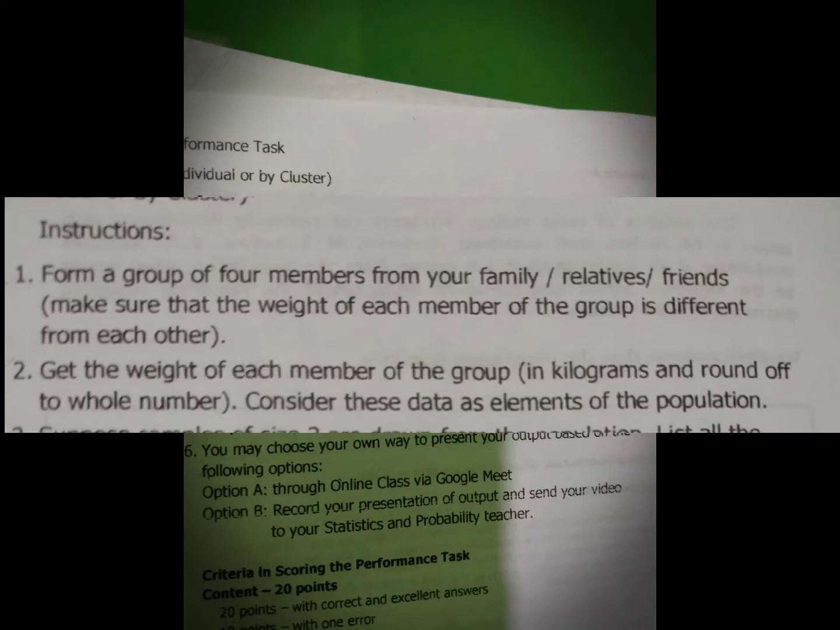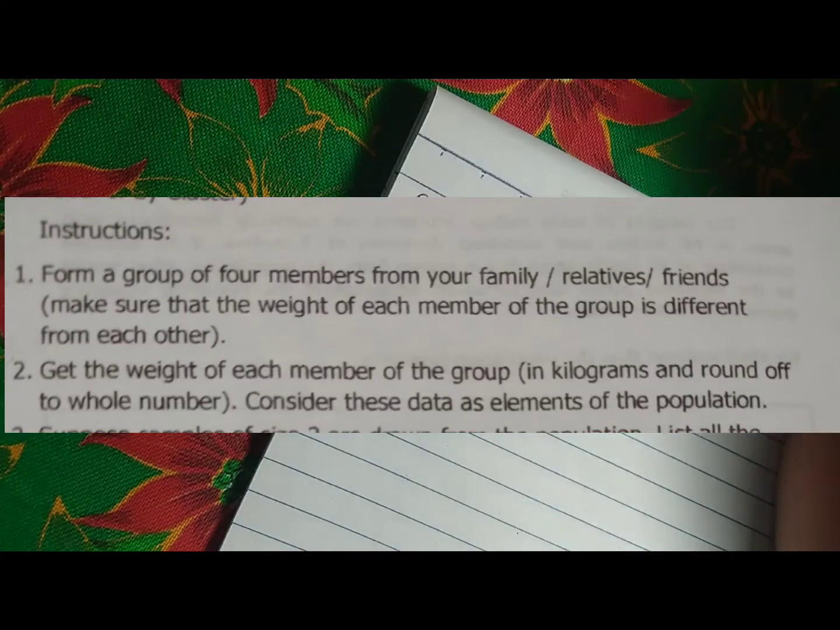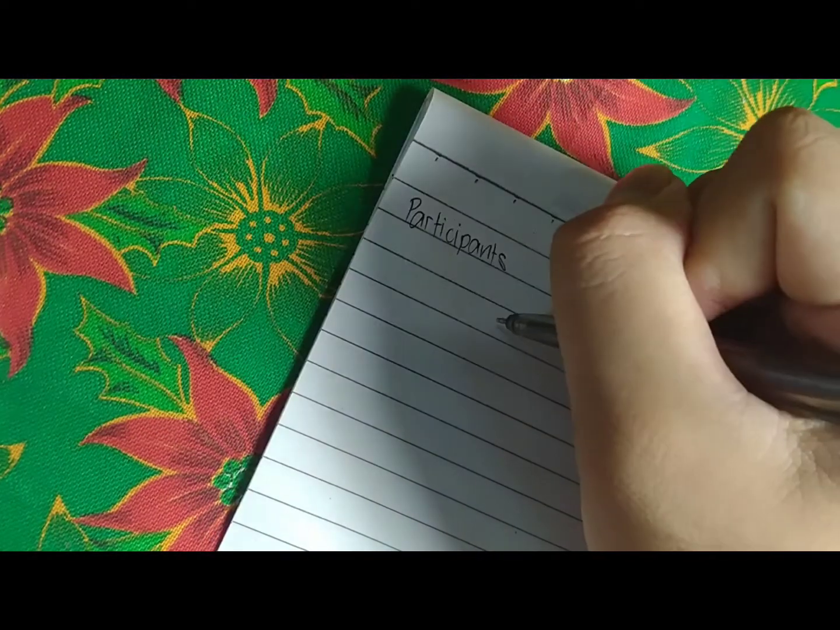First instruction is to form a group of 4 members from your family, relatives, or friends. Make sure that the weight of each member of the group is different from each other. Next is get the weight of each member of the group in kilograms and round off to whole number. Consider this data as elements of the population.